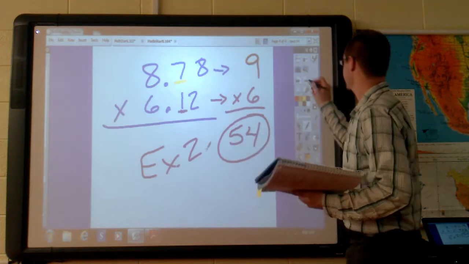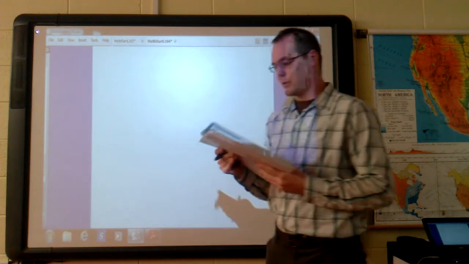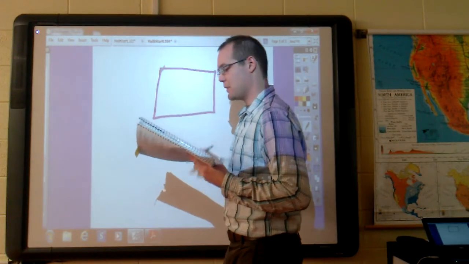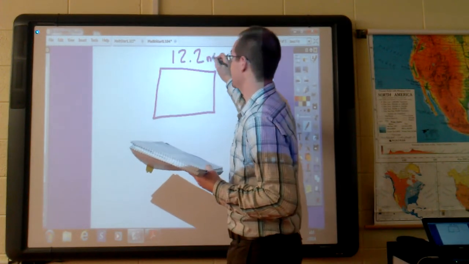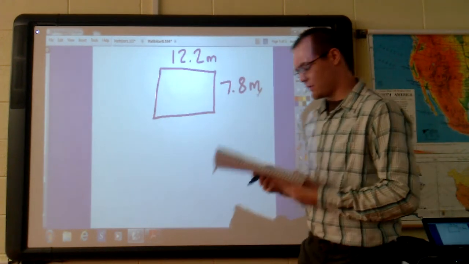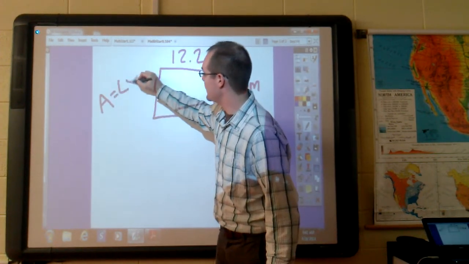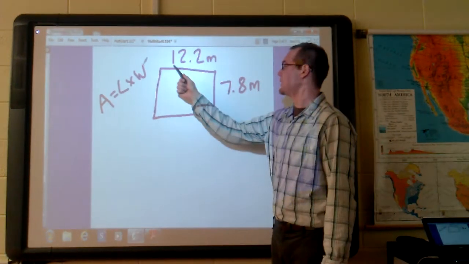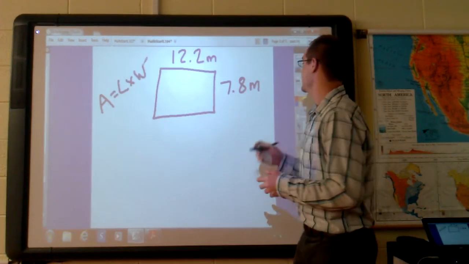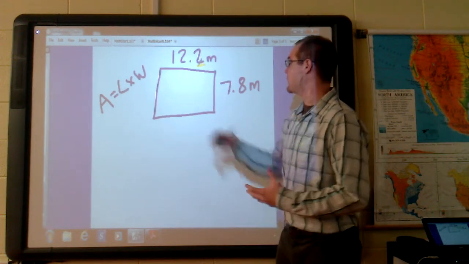Example 3, found on page 681, says Vera has a flower and vegetable garden in her backyard. This rectangle represents the dimensions of her garden. What is a reasonable estimate of the area? I have 12 and 2/10 meters, and I have 7 and 8/10 meters. First, I'm going to write down the formula for area, which is length times width. I know that I need to multiply my length by my width to find out the area of this garden. So first we need to round. This 2 is, of course, smaller than 5, so I round down to 12.